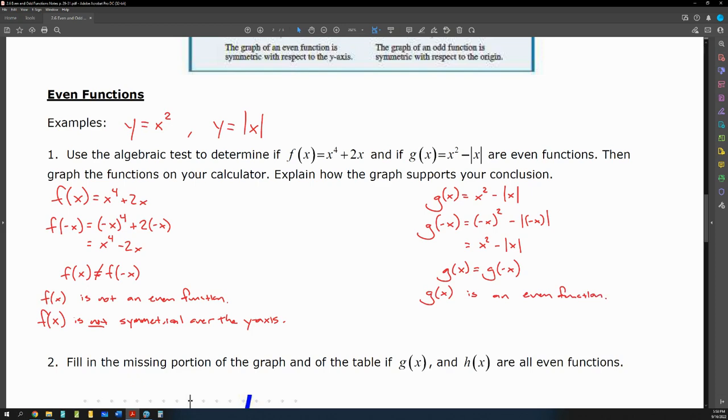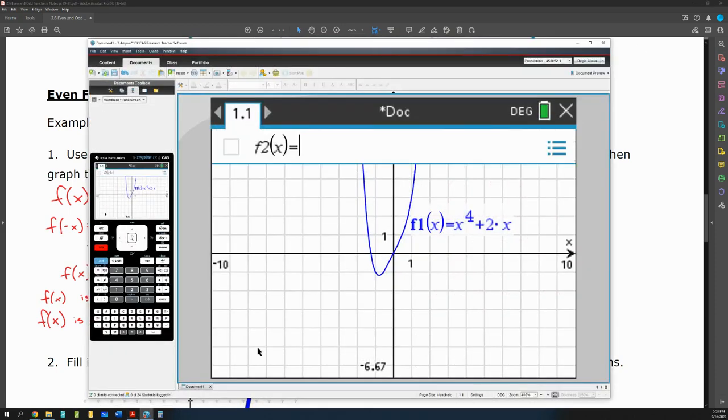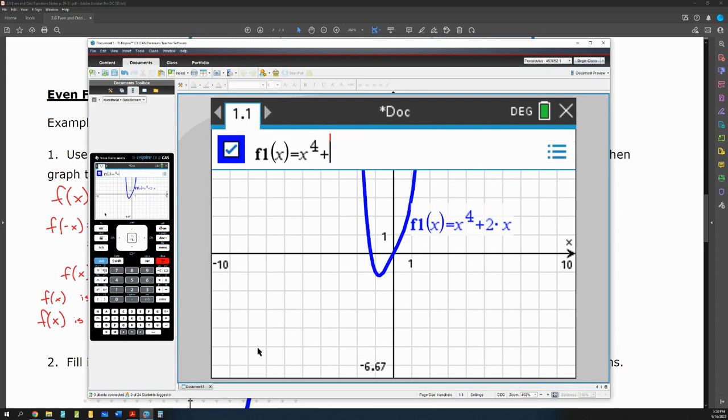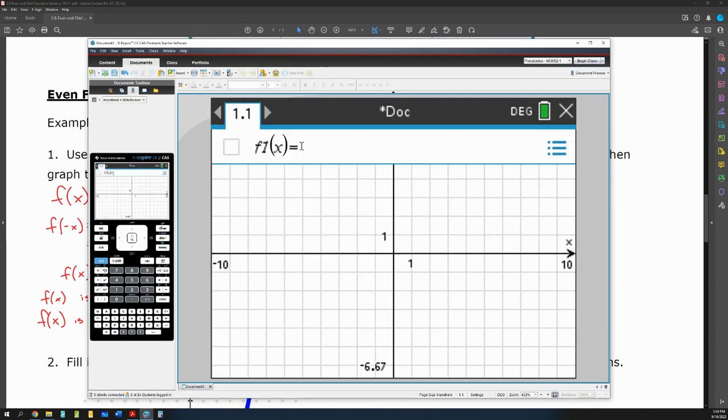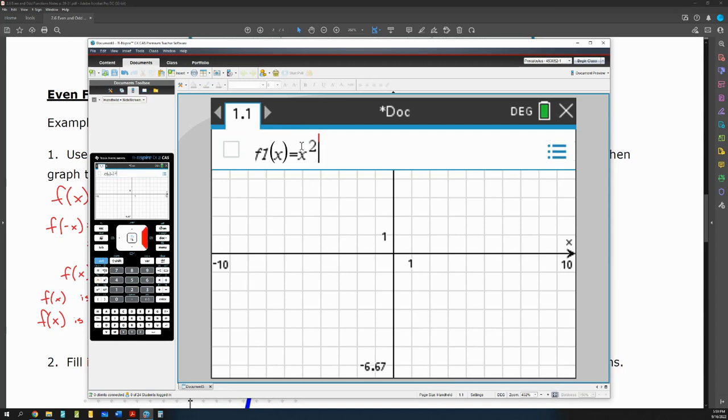So let's go ahead and test this back on our calculator. I'm going to hit tab, and we'll clear out our original function. In our function, let's type out x squared, and then we have minus the absolute value of x.